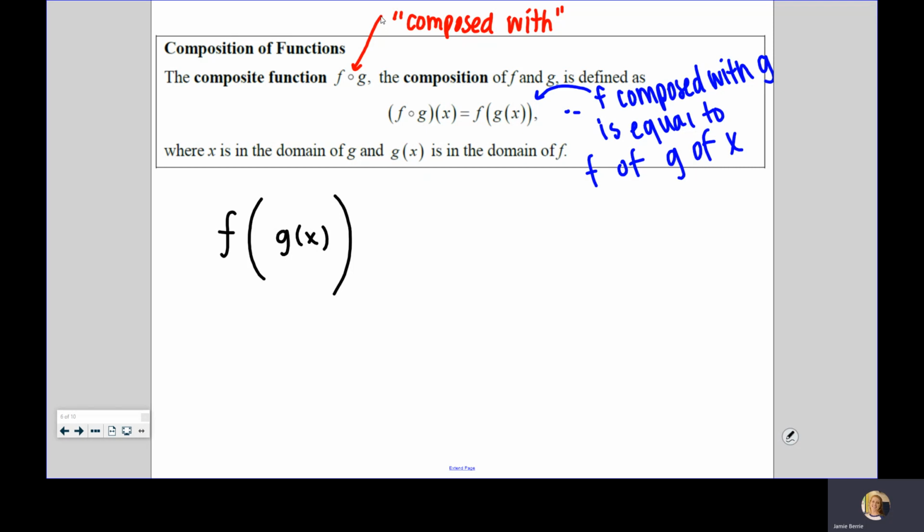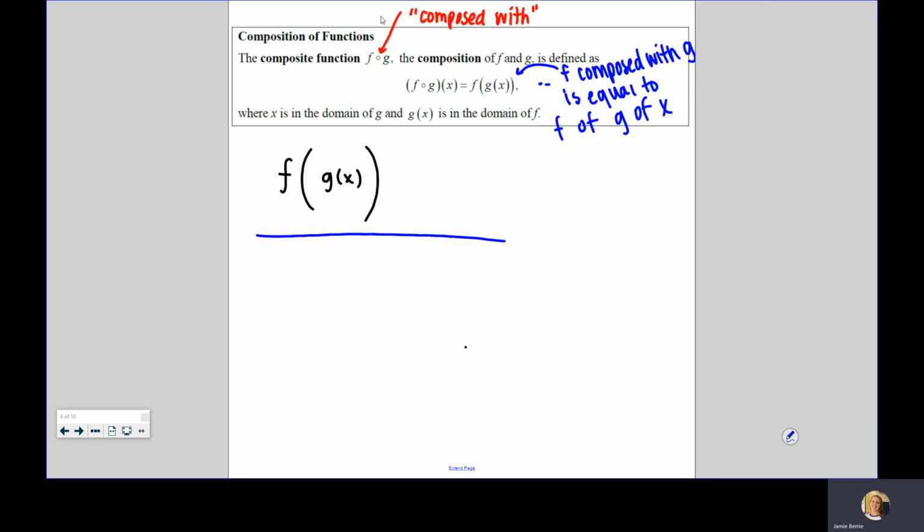But really all we're doing here is we're just plugging functions into other functions. So you can see we're plugging the function g into f. Now you can use other letters other than f and g. You can even compose a function with itself.